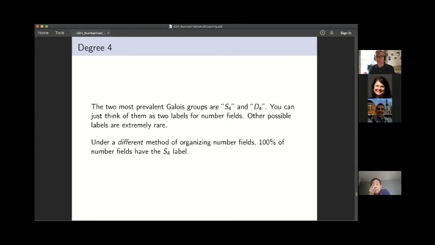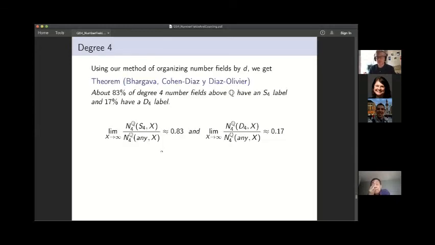It turns out, and I should just mention this for culture, that under a different method of organization, not this height method that I've been talking about, 100% of number fields have the S4 label. The very vague intuition for this is that S4 is a stand-in for saying that the symmetries of the polynomial can be whatever they want to be. You can just exchange those terms that we had been writing down before with complete impunity and never go wrong. And maybe it's very believable that you should be able to do this, that there shouldn't be limitations on this sort of thing, or those limitations should be rare.